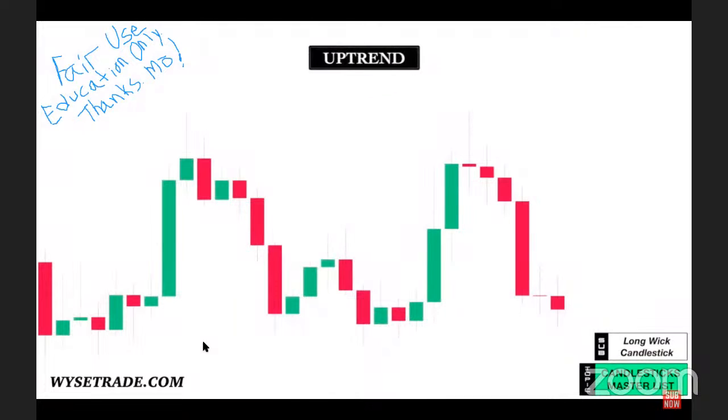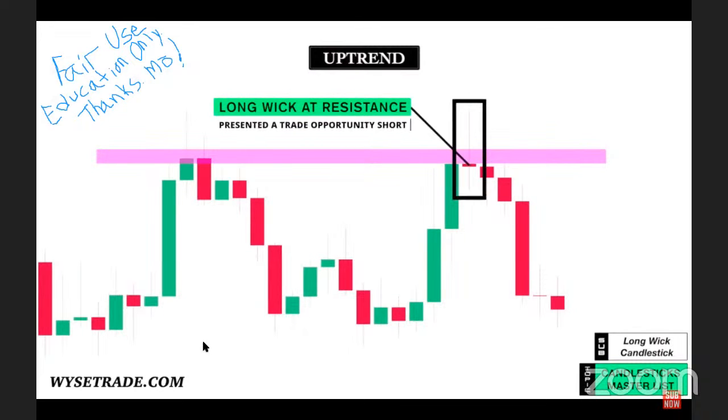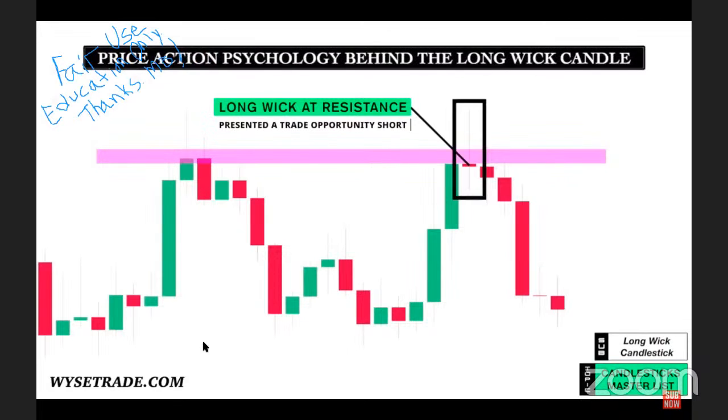Starting in an uptrend, first, price came up, hit, and reversed, giving you your key level of resistance. As price came back up, you had a perfect long wick candle form right at the key level of resistance, which presented a trade opportunity short. So what is the price action psychology behind this pattern?